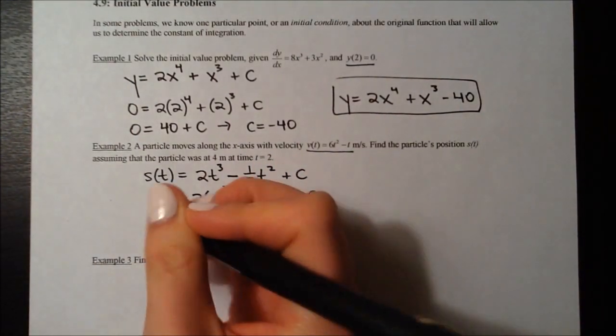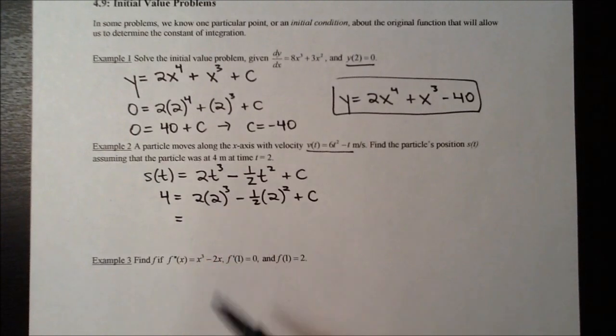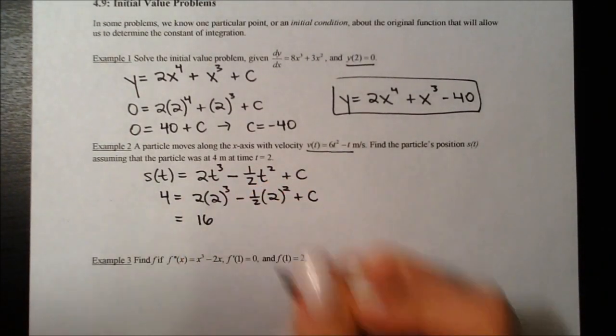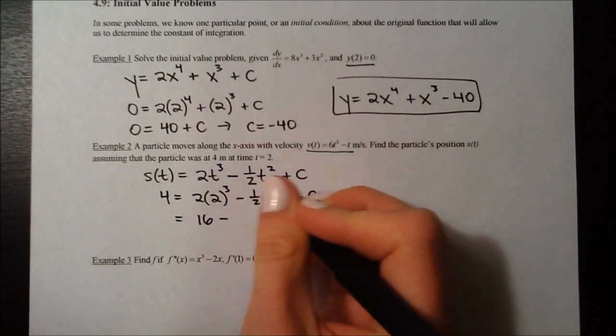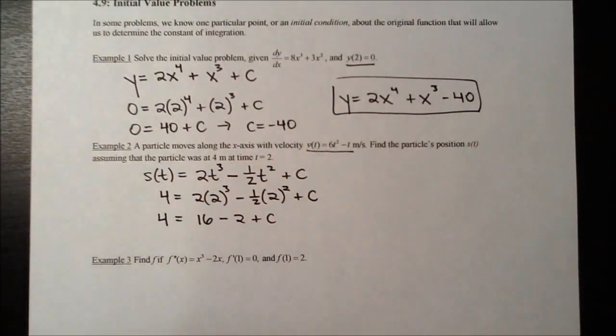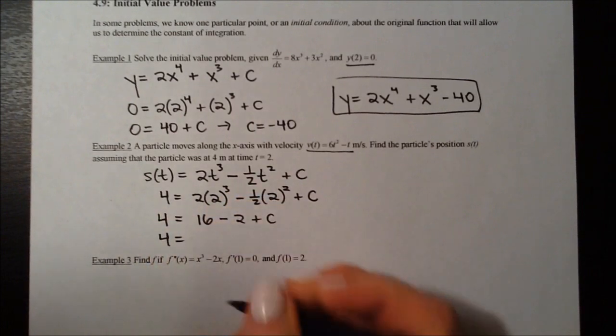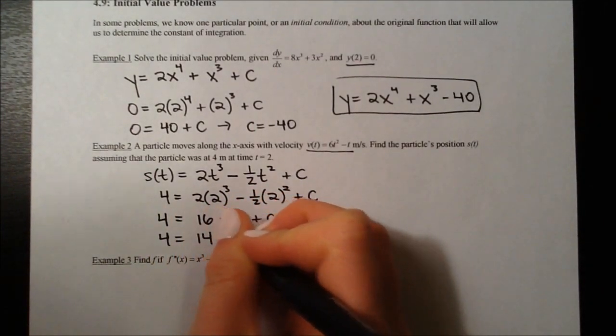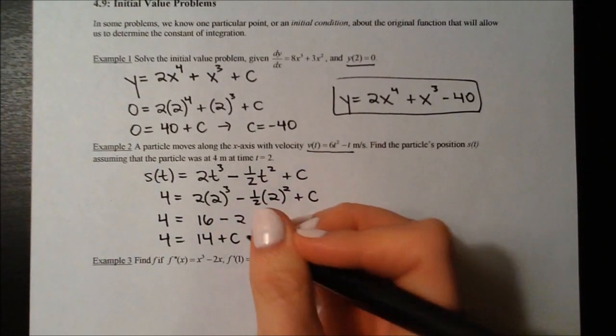Okay, then we're going to simplify this right-hand side down. So 2 times 2 cubed, that's 2 times 8, that's 16. And then minus 1/2 times 4, of course, is 2. So we get 4 equals 16 minus 2 is 14 plus c. Okay, so c must be negative 10.